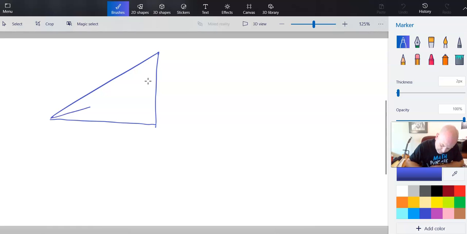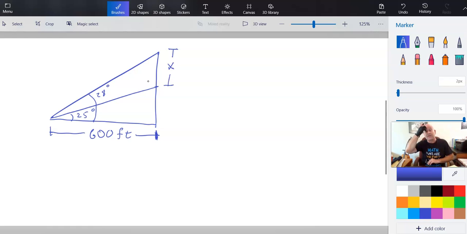And we know this angle is 25 degrees. This entire angle here is 28 degrees. And what we want, let's see here, this side, we'll need this side also. We'll say that's 600 feet from one side to the next. And what I'm looking for is this distance here. I want this distance x from one point to the next, right?